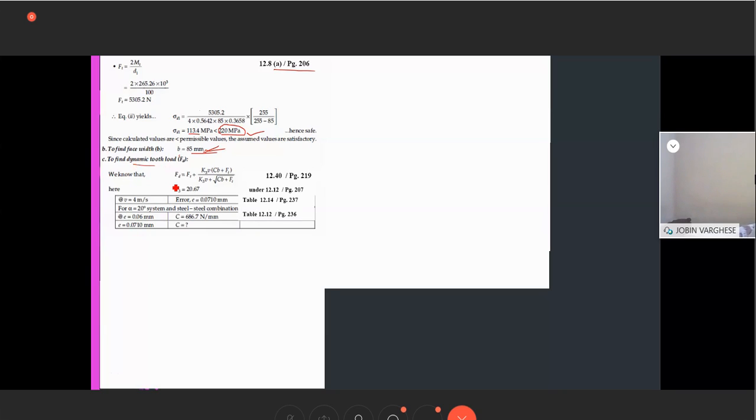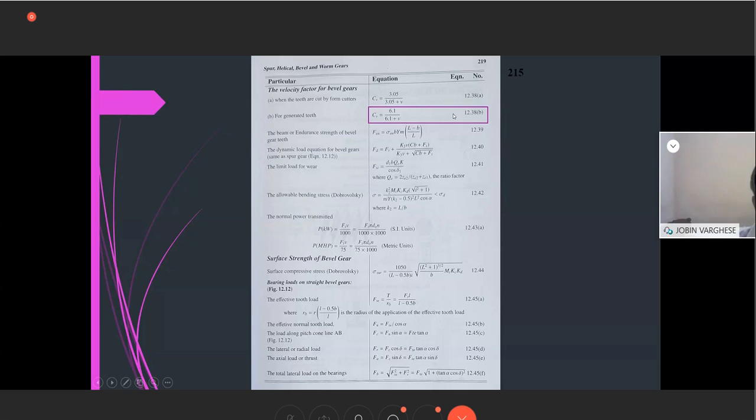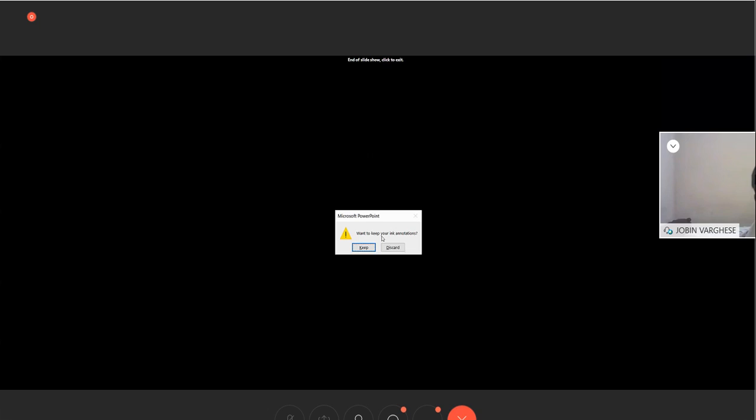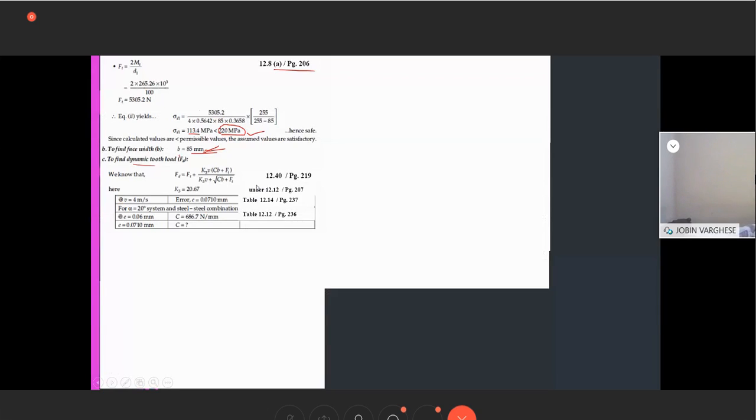So the dynamic tooth load FD is equal to this equation, and you can find that equation from the data book. You can use it. Once the equation is used, now you have to take K3. The K3 value is given on page 207, under 12.12. So you have to substitute the K3 here.